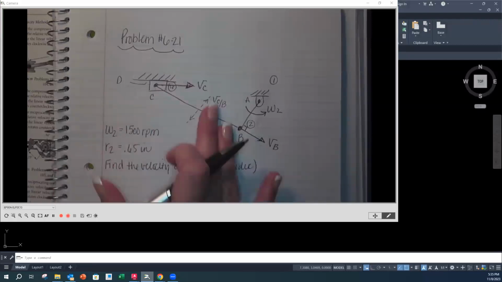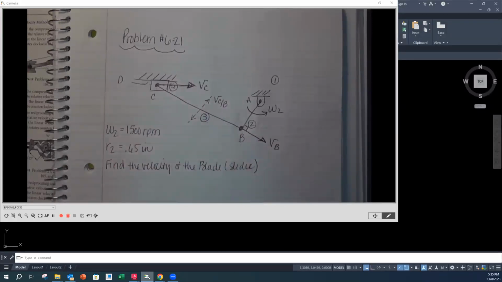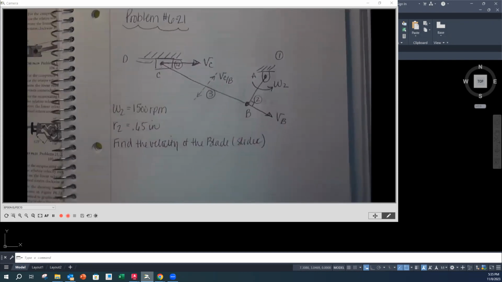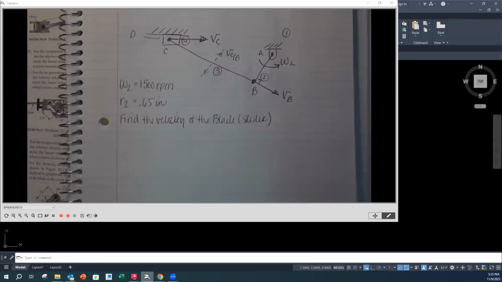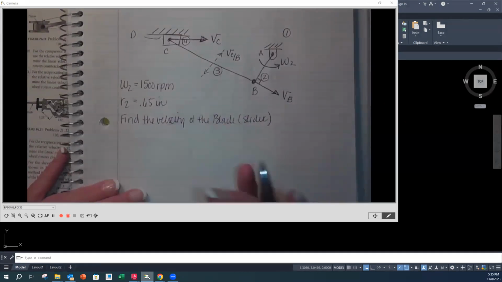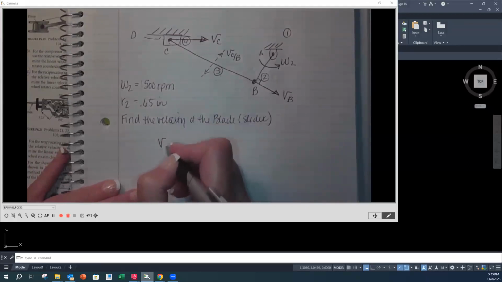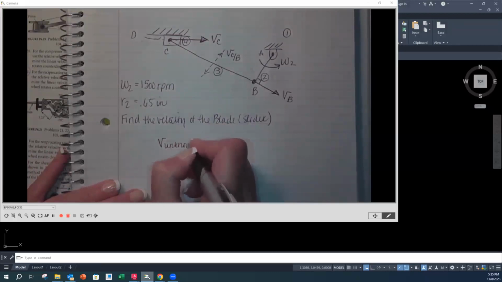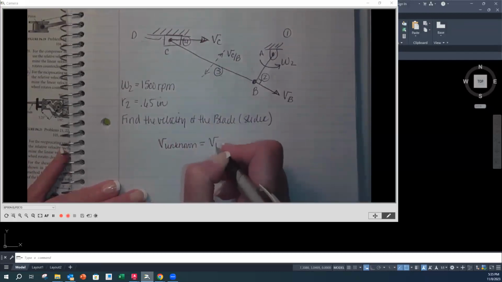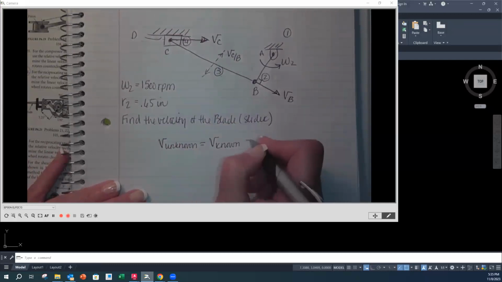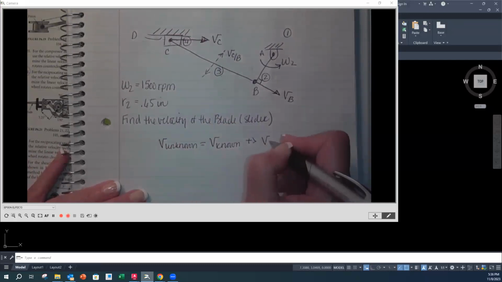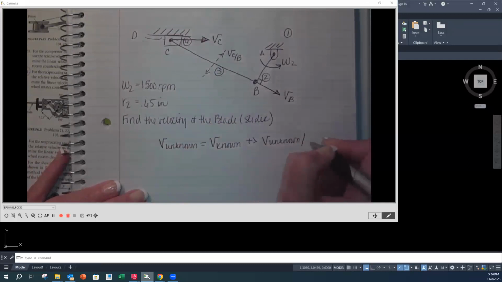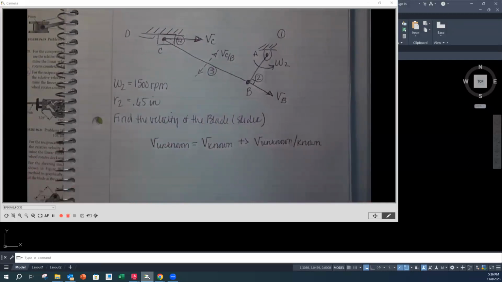Now these letters all mean something to us, but let's go back to the velocity equation for relative velocity in its generic form. So we start with the velocity of the unknown is going to be equal to the velocity of the known quantity plus, vectorially, the velocity of the unknown relative to the known. And that's really in a very generic sense.